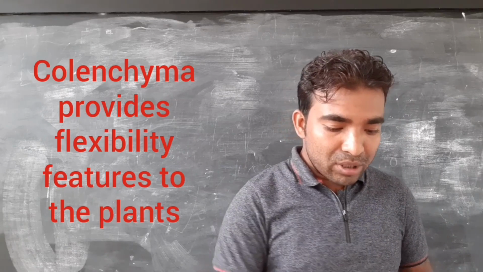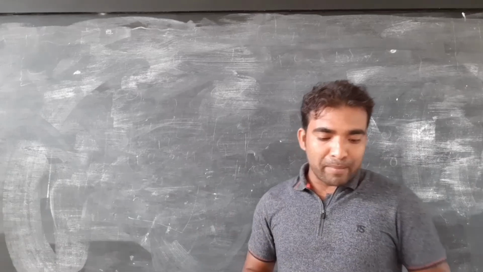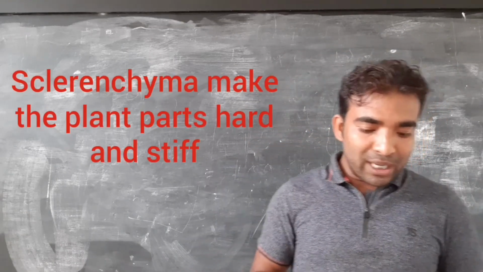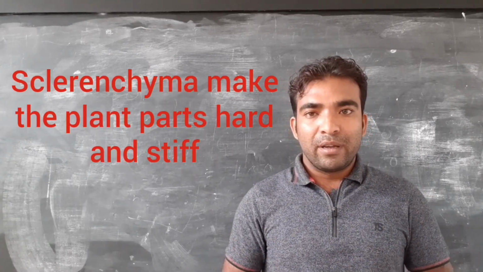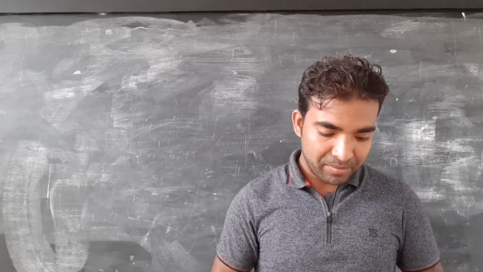So this is all about the simple permanent tissue. Now one more thing, another type of permanent tissue we can find in the plant body is known as sclerenchyma. It makes the plant part hard and stiff. For example, we can find it in the husk of the coconut.